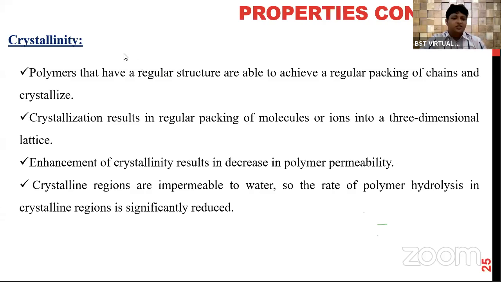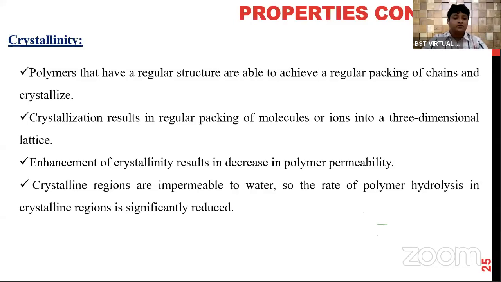So crystallinity is nothing but about polymers that have a regular structure, able to achieve a regular packing of chains and crystallize. That means there is a proper structural arrangement. So crystallization results in a regular packing of molecules or ions into a three-dimensional lattice. In an amorphous material, the arrangement is random, so we cannot predict anything. But crystallization means it is arranged in a three-dimensional way.